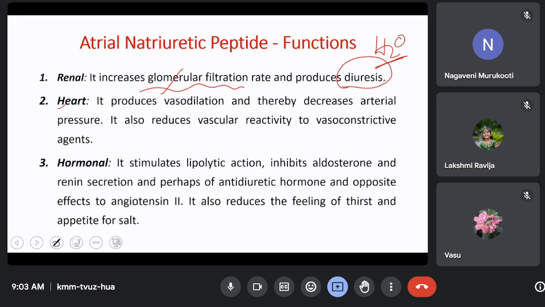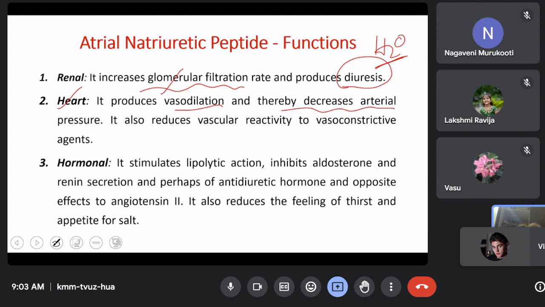And coming to the heart, it produces vasodilation and thereby decreases arterial pressure. Why does vasodilation have to take place? Because of overload of the volume of the blood, there is every chance of increased arterial pressure. So vasodilation, as it increases the diameter, decreases the arterial pressure.